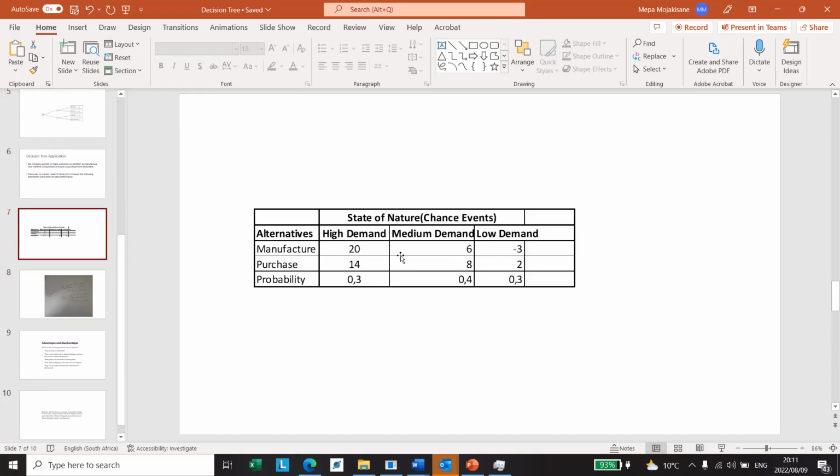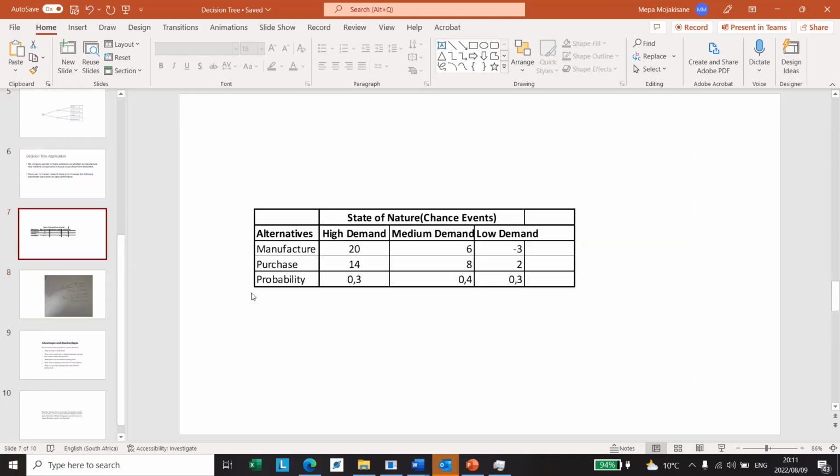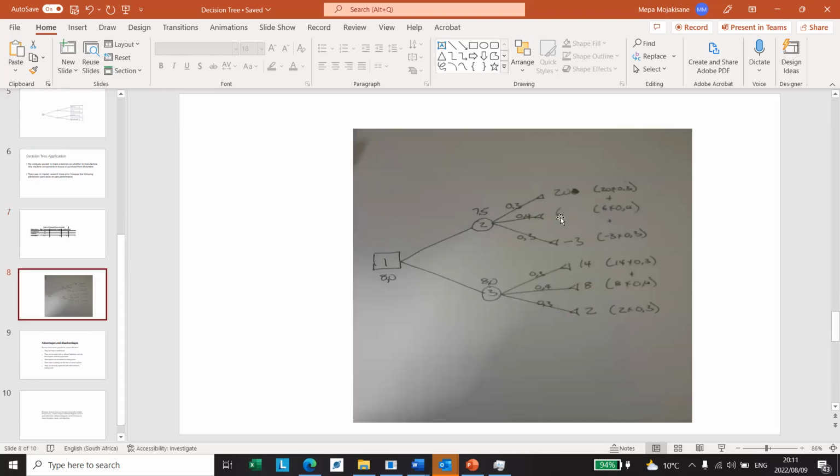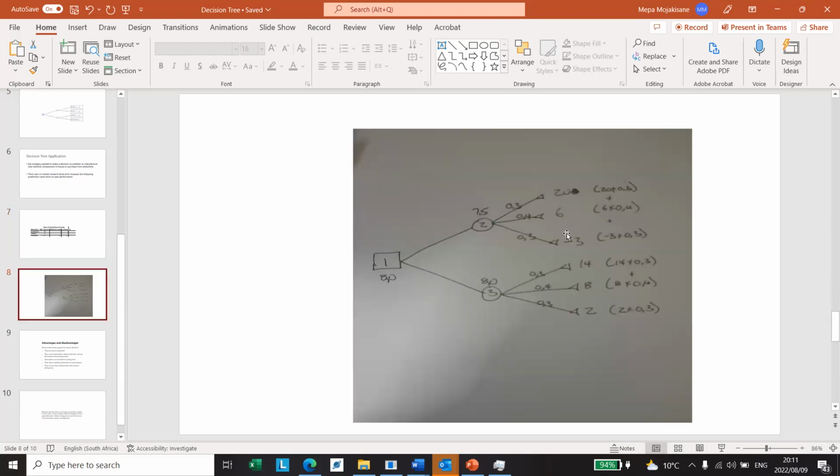Then we go to the table again. We are saying these are the probabilities. Once we put the probabilities, we go to the table again. We are going to make 20 million. And then going back to the table again, if we manufacture medium demand, it's 6 million. Go to the table again and say we manufacture low demand, we lose 3 million, and probability is 0.3. We go to the table again, we say we will lose 3 million. Possibility of that happening if we manufacture, it is 0.3.